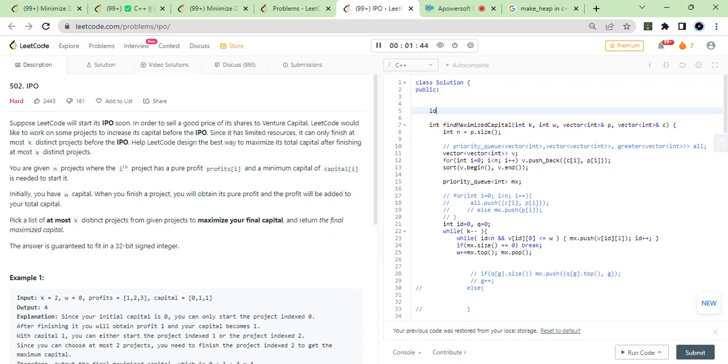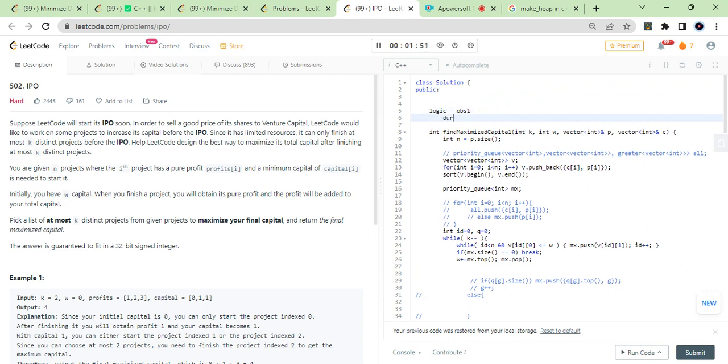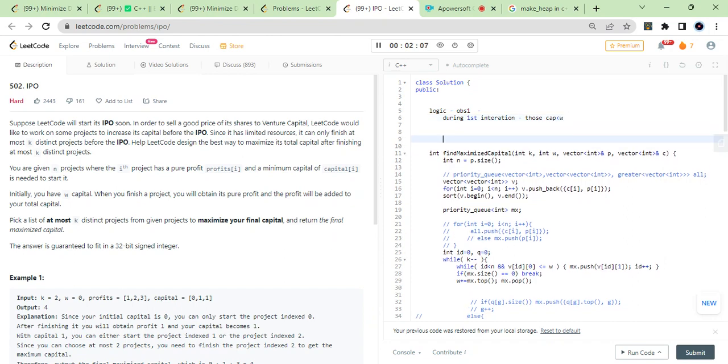If I just discuss the logic, the first thing is observation one: during the first iteration, what can you pick? You can only pick those having capital less than or equal to W. So now you can iterate on the complete array, see those which have capital less than W, and put them in a data structure which gives you the maximum profit. So this data structure is a heap, a max heap, which can give you the max profit. You will only store the profit of those capitals which you can take.